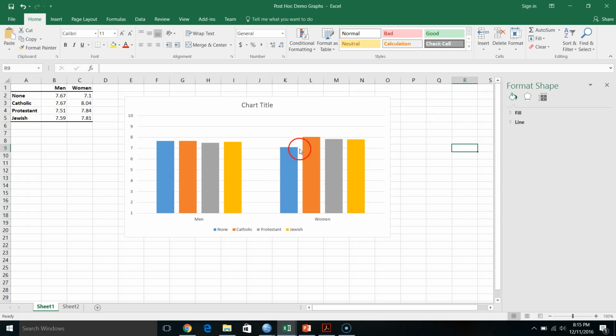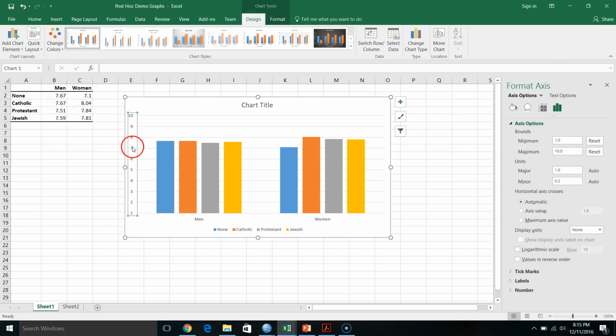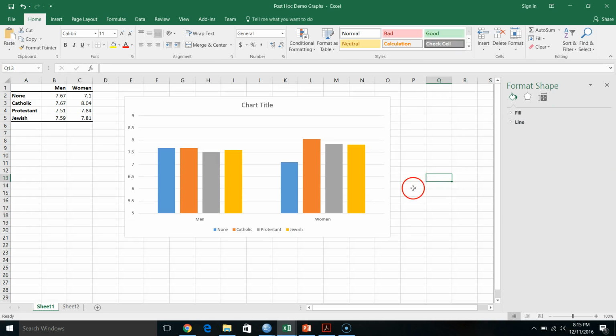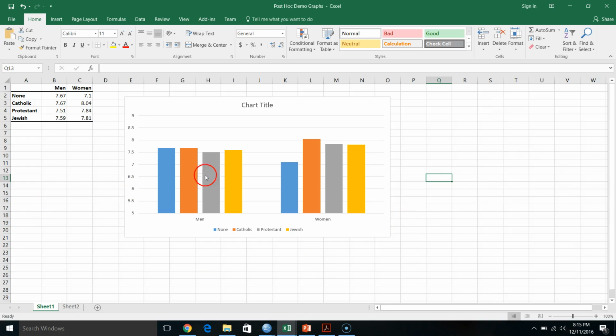And our women, again, our women who aren't identifying with a religious affiliation, sort of lower than our other ones, but we can go down through and maybe give this a little bit. So let's call it from 5 to 9. Let's give us some perspective so we can go through and take a look and see some of the stuff that's going there. So again, here we can see clear evidence of our interaction, right?